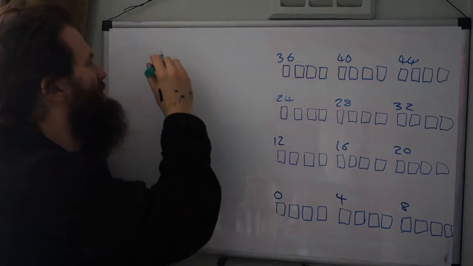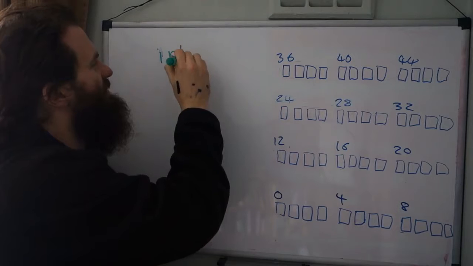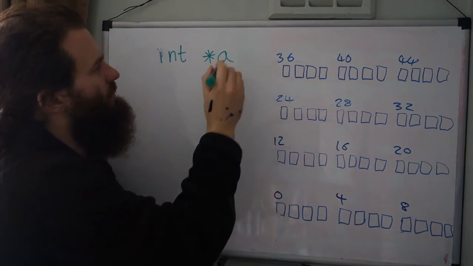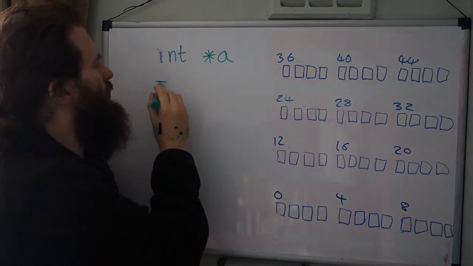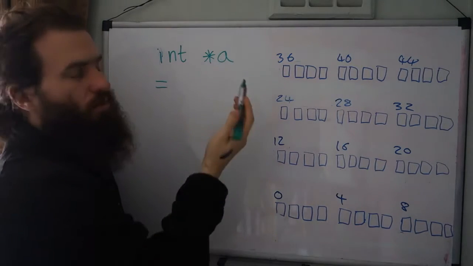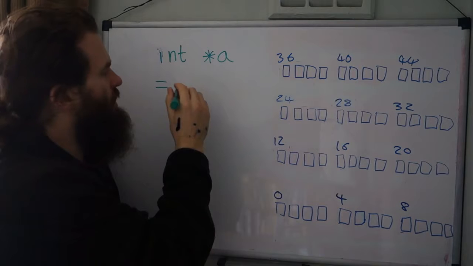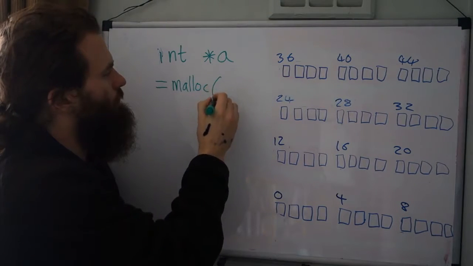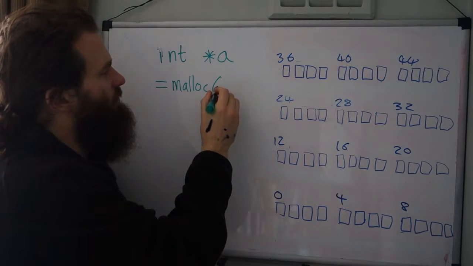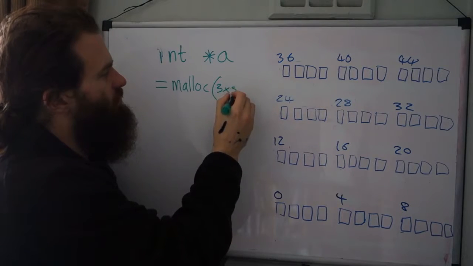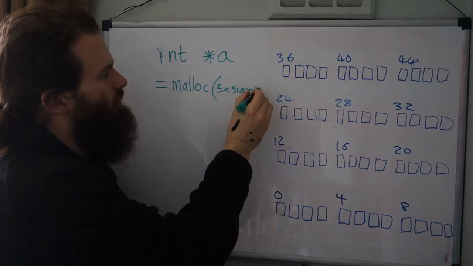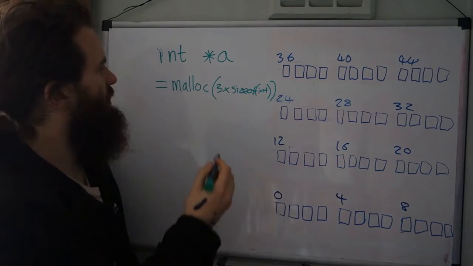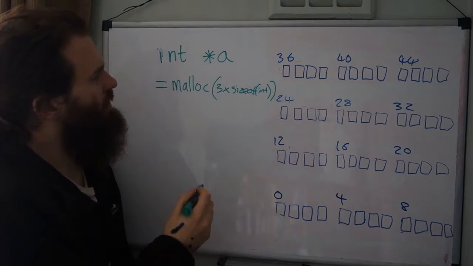Let's get back to it. So if we allocate an int pointer called A, it's going to be malloc of 3 times size of int, if you remember that from the dynamic array thing.